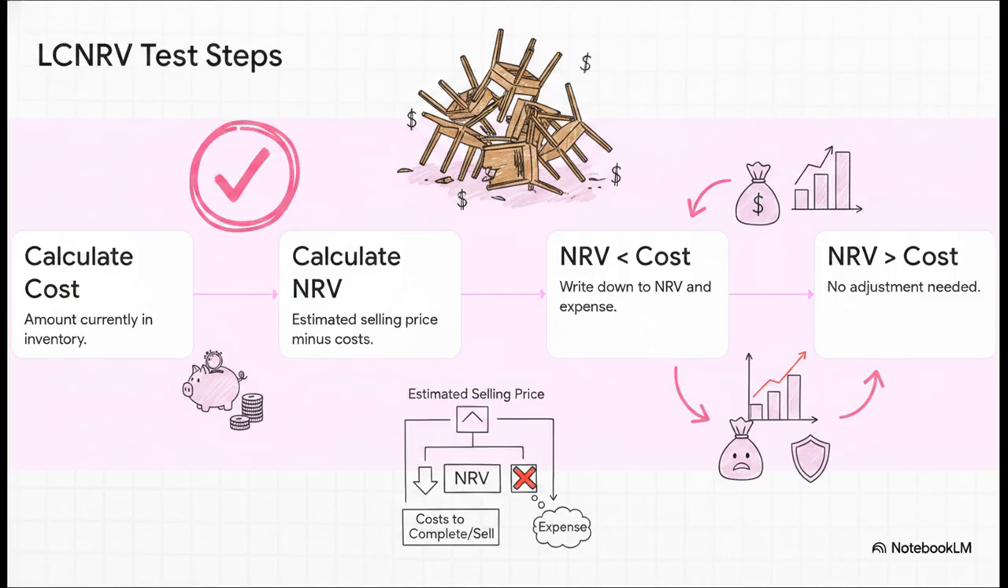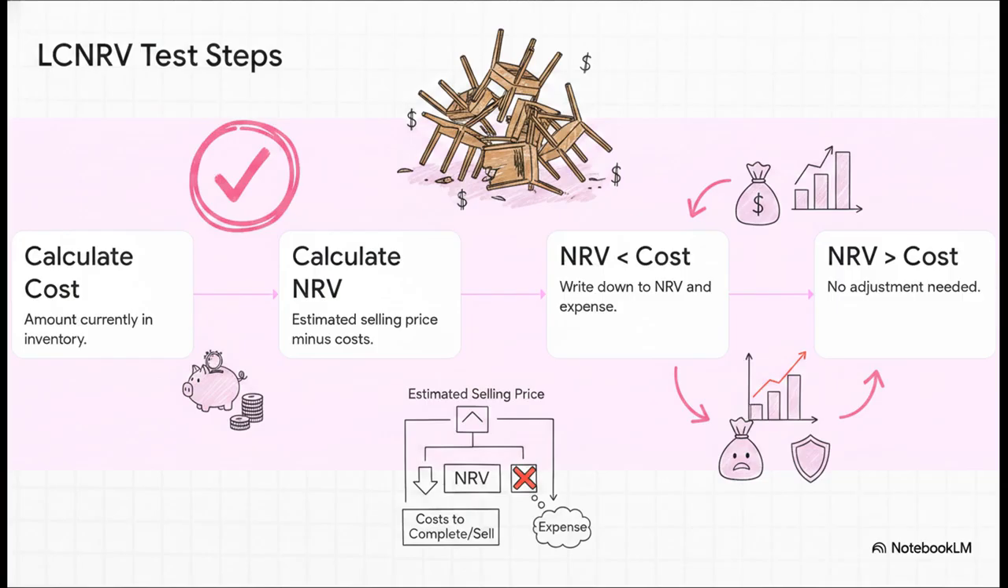You simply can't sell them for your original cost anymore. The LCNRV rule forces you to face the music and take the economic loss immediately. Step 1, calculate your original cost. Step 2, calculate your net realizable value, which is just the estimated selling price minus any cost required to complete and sell the item. Step 3, if that NRV is lower than your historical cost, you must write the inventory down to the NRV and recognize an expense on the income statement right then and there.